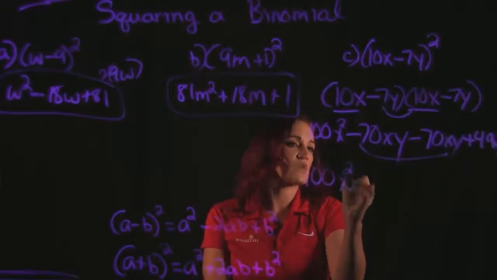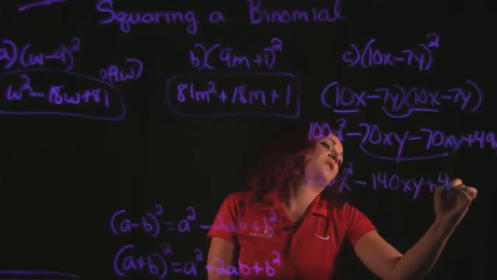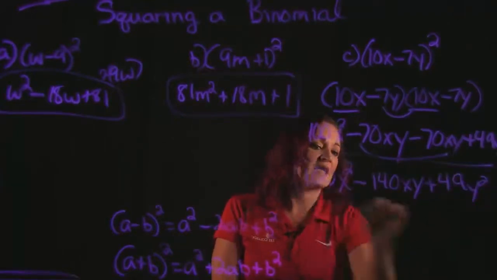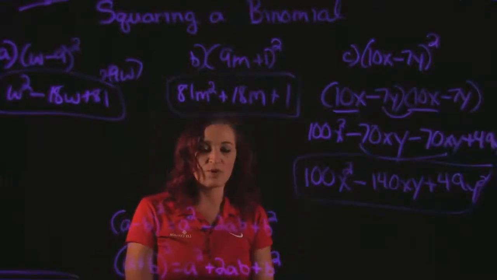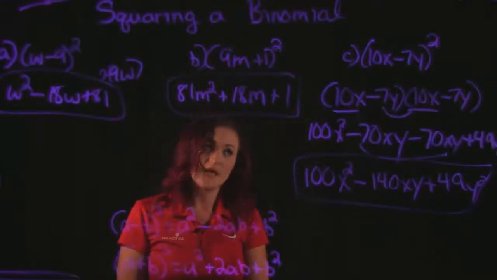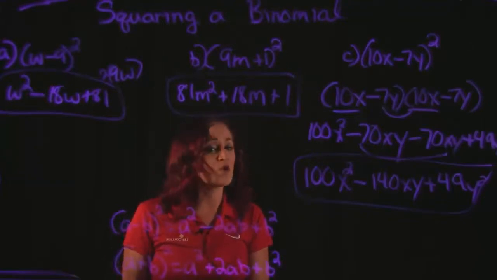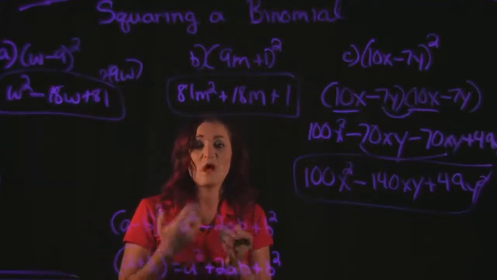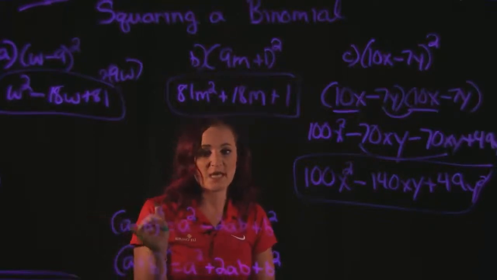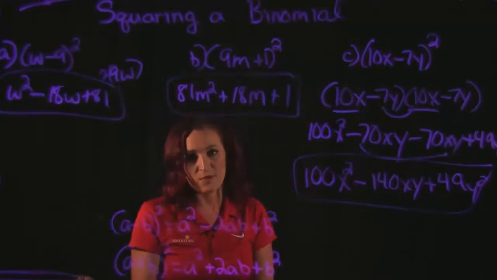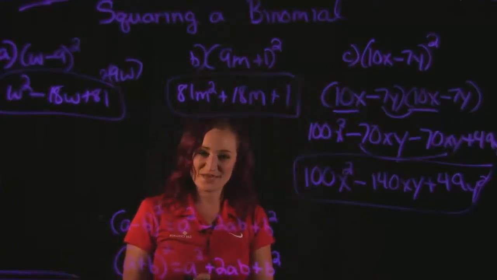So drop down the 100x squared minus 140xy plus 49y squared. So it's just a different way to multiply a binomial without having to memorize the formulas. Just remembering that this is still a multiplication, so we can still use FOIL, we can still use distributive properties. So I recommend doing so, especially if you blank out on a test or anything like that and can't remember the formulas. You can always revert back to that technique. Otherwise, that is it for this video.